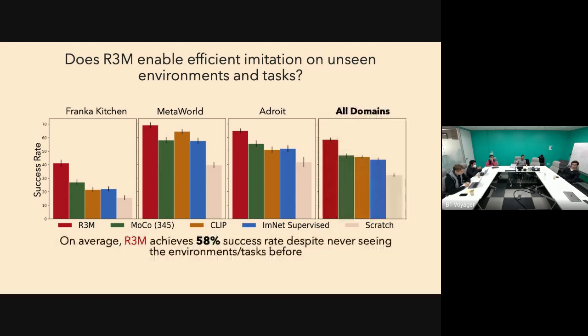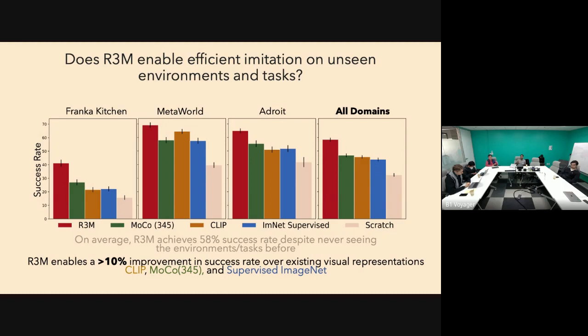The key takeaway is that doing low data imitation learning with the pre-trained R3M representation, we're able to get a 58% success rate on these tasks, despite the representation never seeing these environments or tasks before. We also compared to a number of existing visual representations that are pretty popular in vision. Supervised ImageNet is maybe the most common one that people use. There are also more recent self-supervised models, like MoCo. And then CLIP is a model from OpenAI from a few years ago that uses images and language.